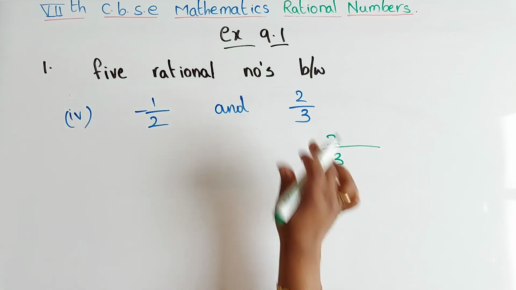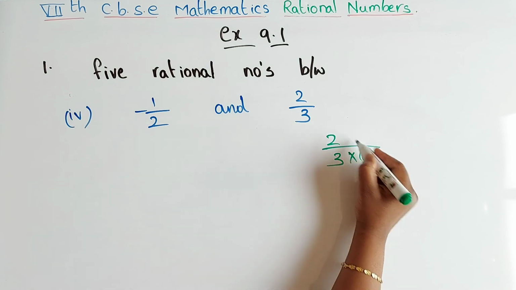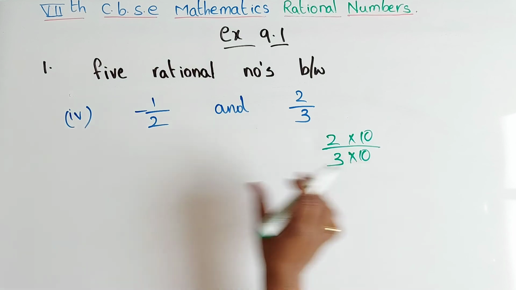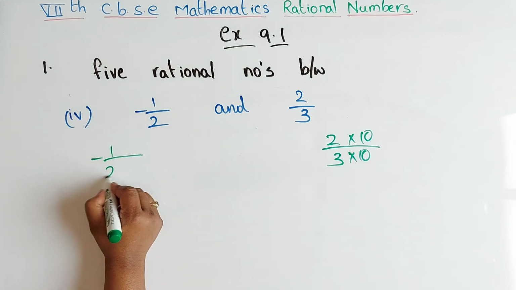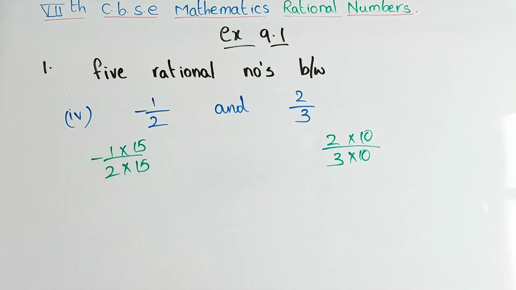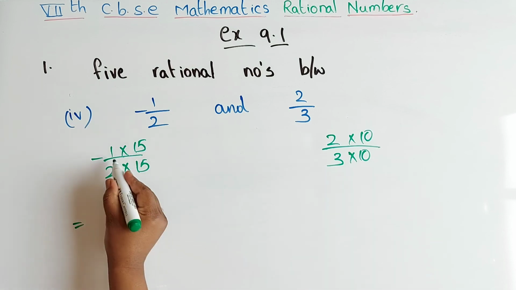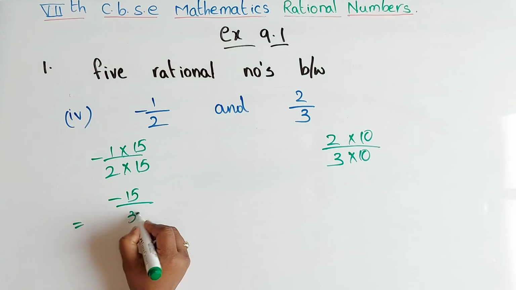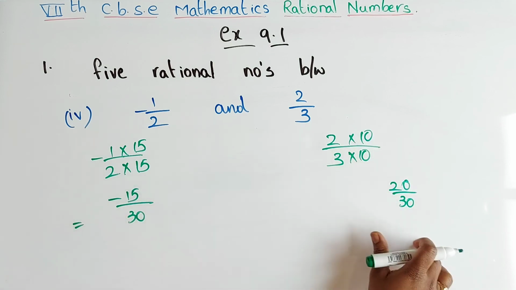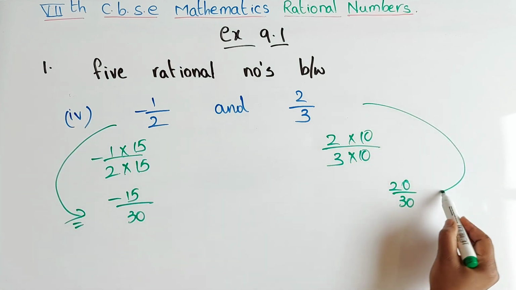Let's make this denominator same. Here I am multiplying 2 by 3 into 10 here. Now see my denominator, 3 10s are 30. Now here also I need to make this denominator 30. That means I have to multiply with 15. You can take any number children, right? But your denominator should be equal. So this will be minus 15 by 30 and this will be 20 by 30. Now denominators are same. Minus 1 by 2 became minus 15 by 30. 2 by 3 became 20 by 30.